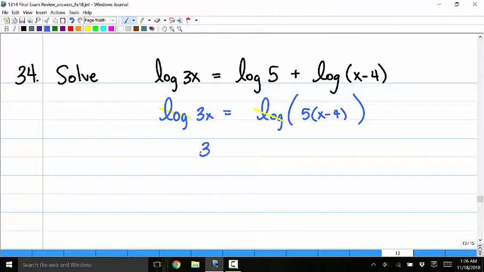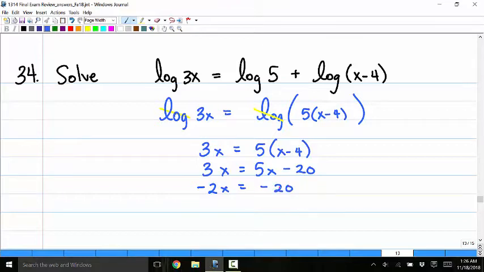So I know that 3x is equal to 5 times x minus 4. 3x is equal to 5x minus 20. If I subtract 5x from both sides, I get negative 2x is equal to negative 20. Divide both sides by negative 2, I get x equals negative 10. And why? I'm dividing both sides by negative 2. So x equals positive 10.